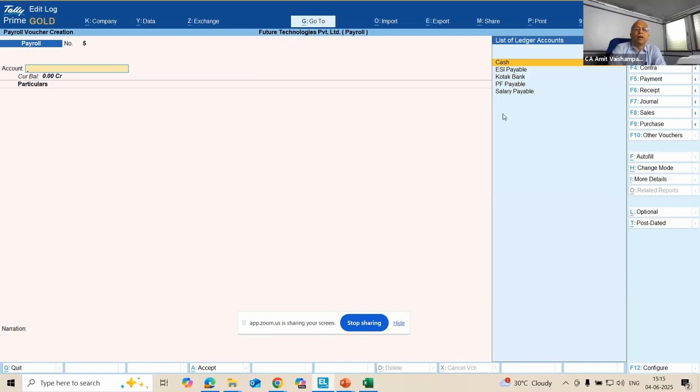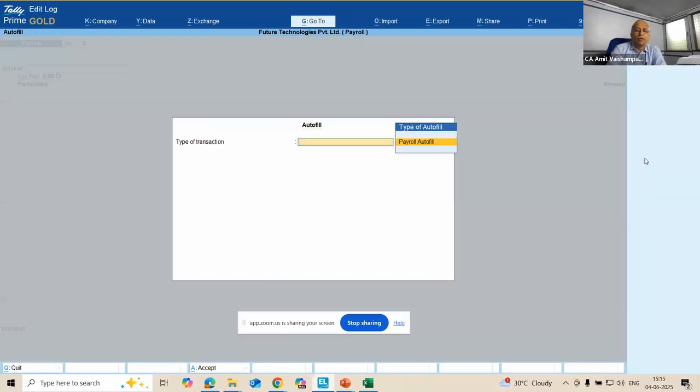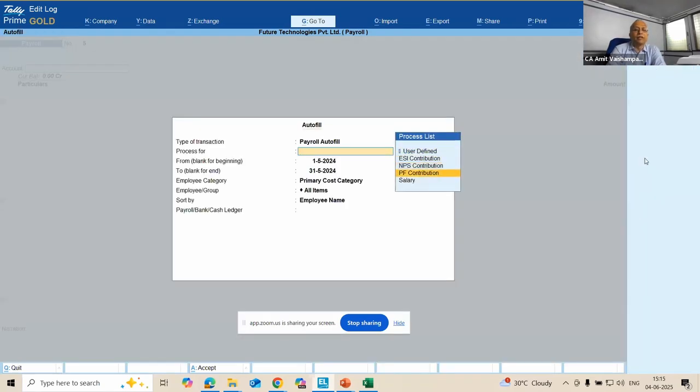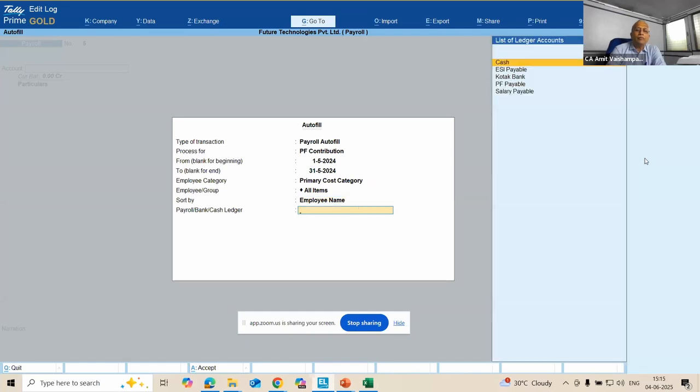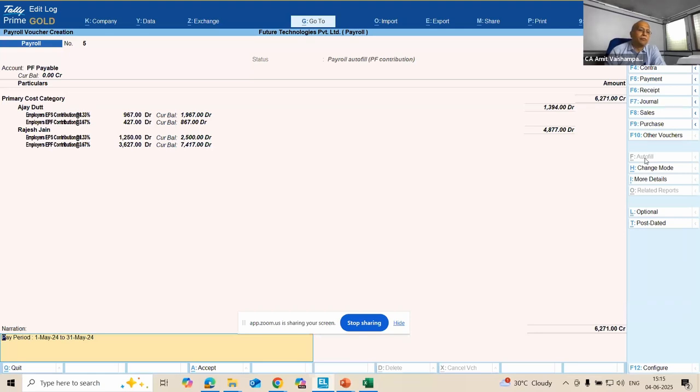Now I want to see my PF payable. So I go to PF payable. I did not even go to PF payable. I say autofill, go to payroll. This time I select PF contribution and I select PF payable and it shows me my PF payable.